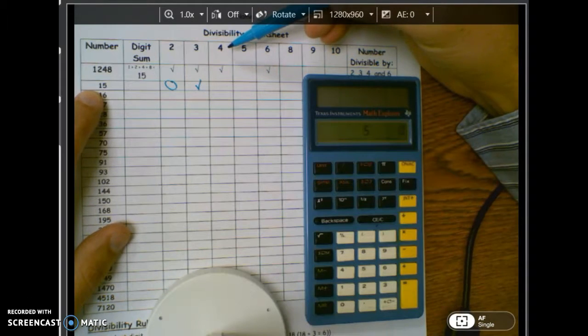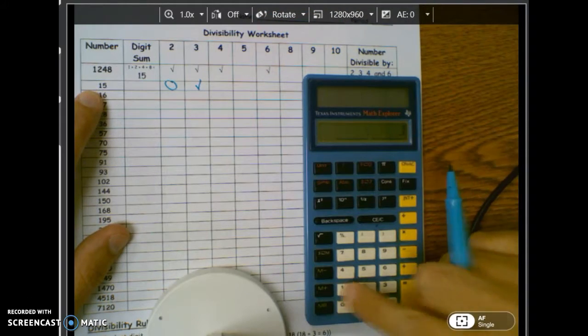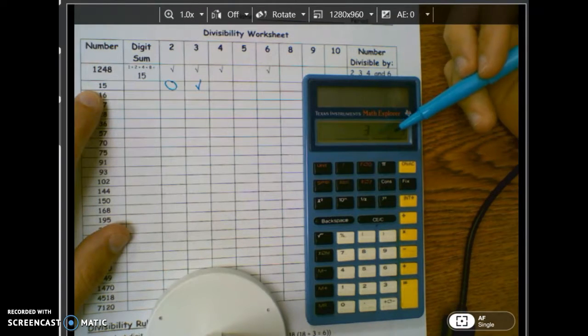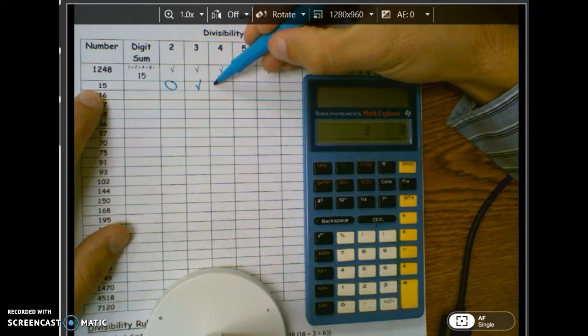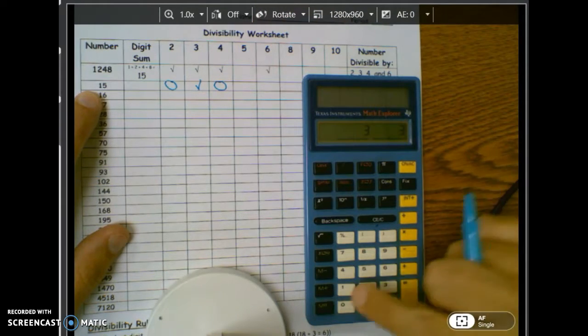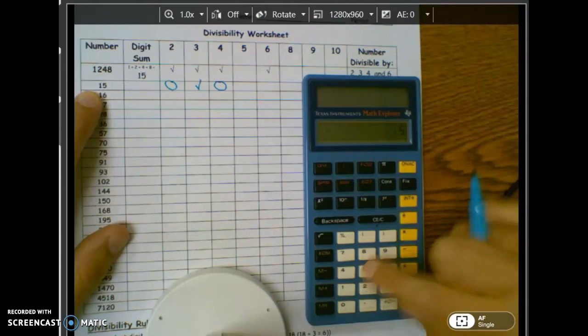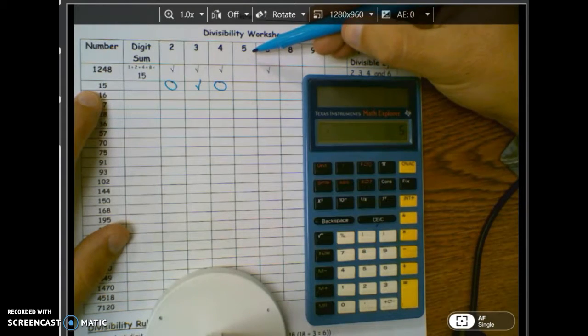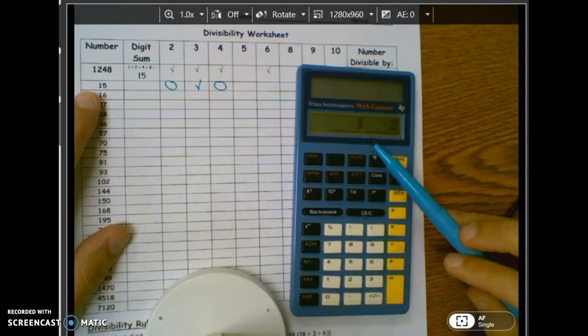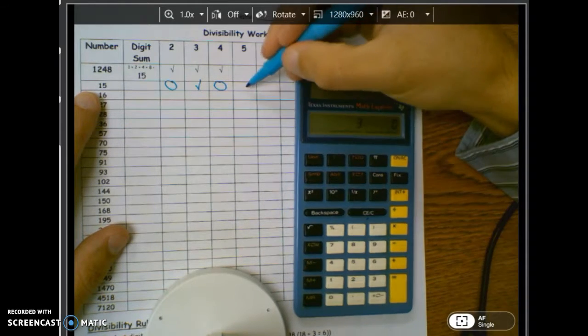Is 4 a factor of 15? Let's check. Plug in 15, INT divide by 4 equals 3 remainder 3, which means I do not have divisibility. I take 15, INT divide by 5 because it's the next number. And when I plug it in and look at my calculator, I get 3, which is an exact whole number without a remainder, so I check it off.